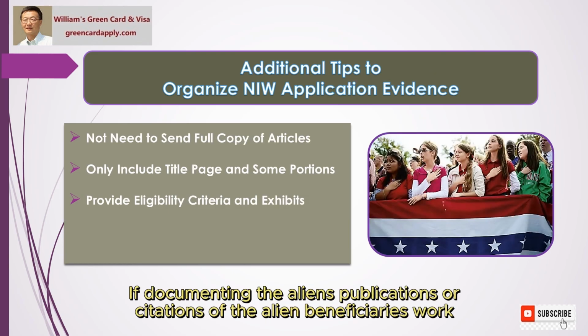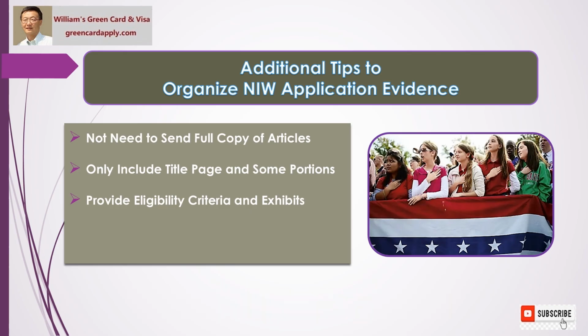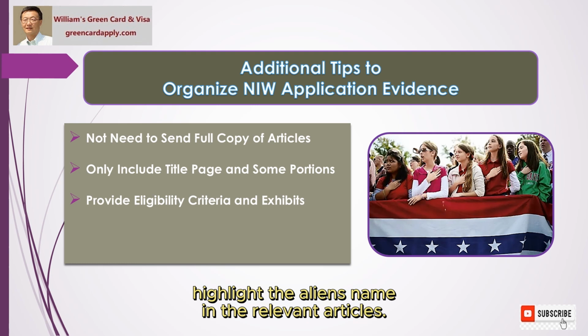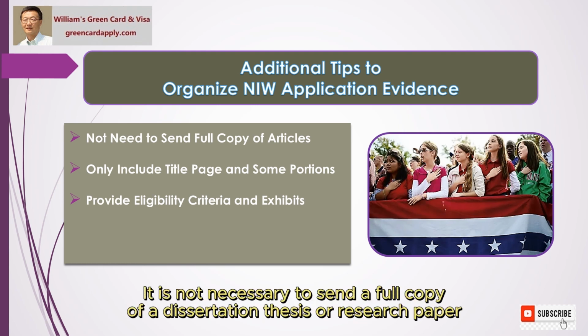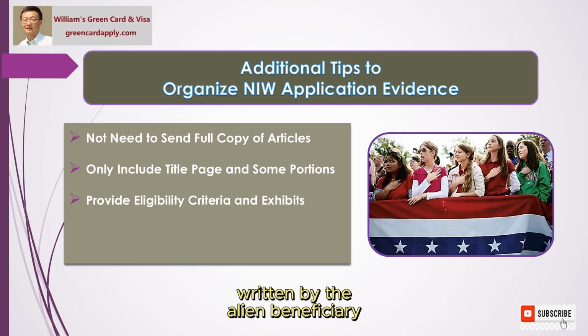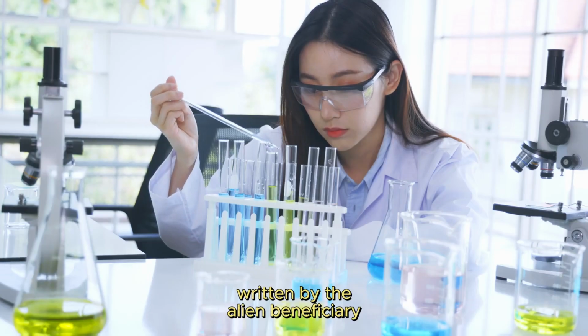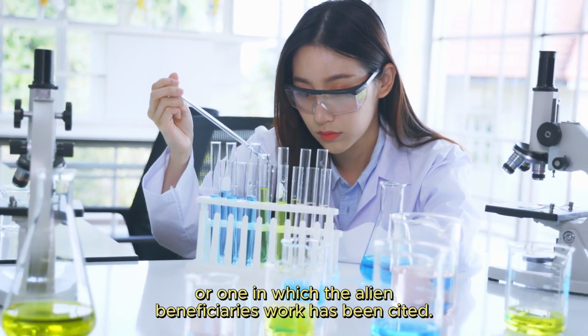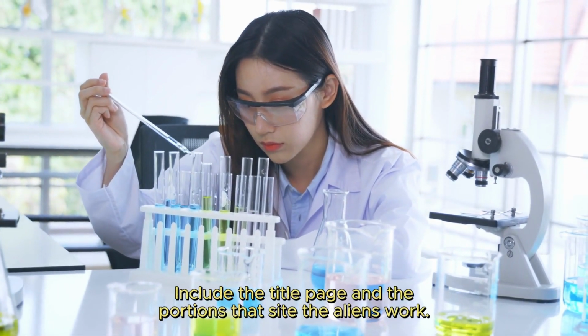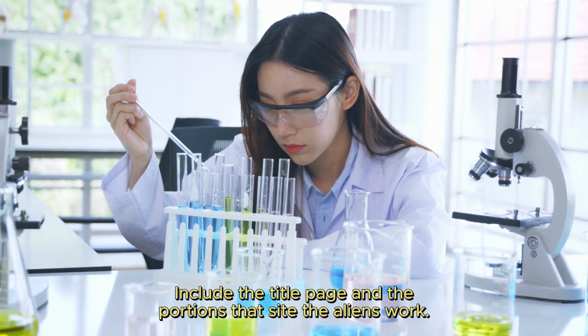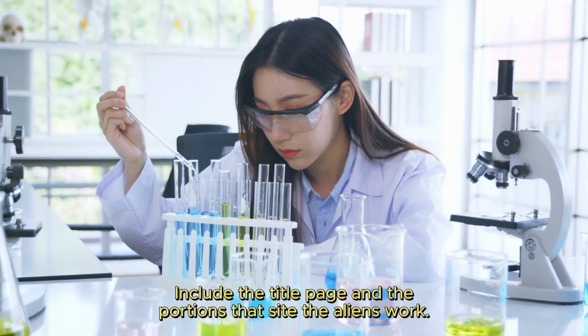3. If documenting the alien's publications or citations of the alien beneficiary's work, highlight the alien's name in the relevant articles. It is not necessary to send a full copy of a dissertation, thesis, or research paper written by the alien beneficiary, or one in which the alien beneficiary's work has been cited. Include the title page and the portions that cite the alien's work.